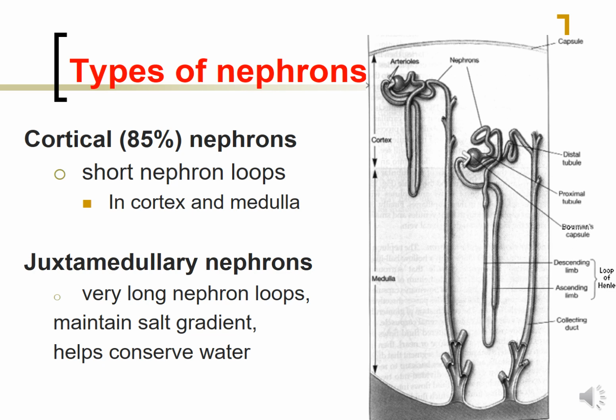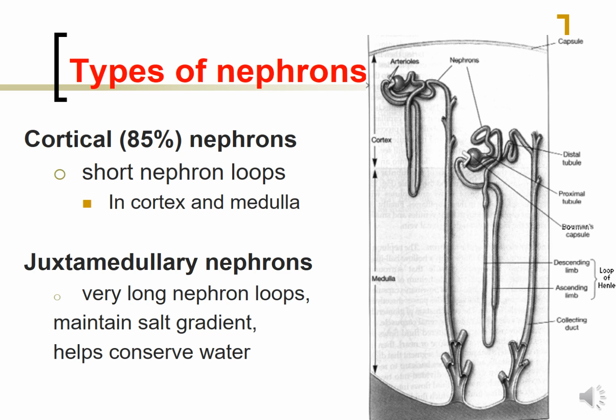Juxtamedullary nephrons are nephrons that have very long nephron loops. So you can see that the glomerulus, which on this diagram it refers to by kind of the old school name, the Bowman's capsule, is located right on the border between the cortex and the medulla, right? And almost the entirety of the nephron loop, which used to be called the loop of Henle, this happens in anatomy all the time, is located in the medulla.